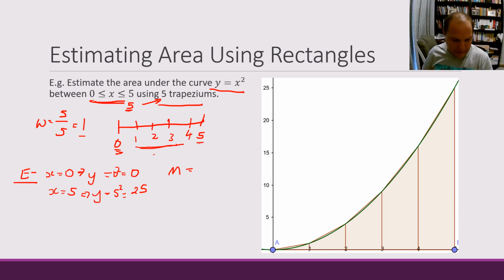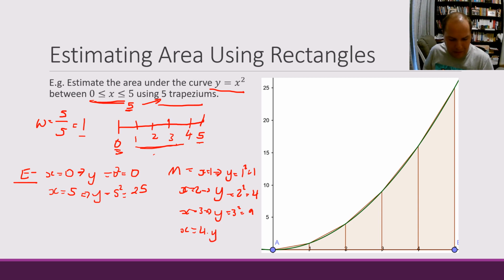Alright, so now I'm finding my M values. I'll start off with x equals 1, and so y is going to equal 1 squared, which is 1. For my x value of 2, y equals 2 squared, which is 4. For my x value of 3, y is going to be 3 squared, which is 9, and for 4, my y value is going to be 4 squared, which is 16. Alright, I've got all my values now. I've got my E values and my M values. What I could do now is just add them all up together. That'll make things a little bit easier later.